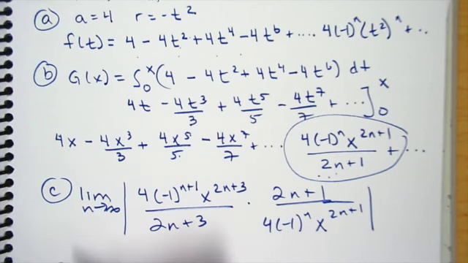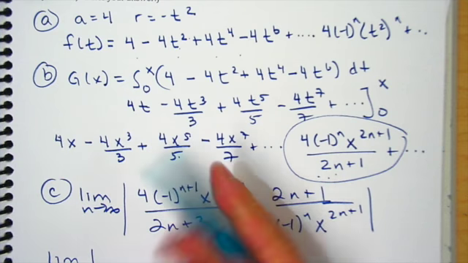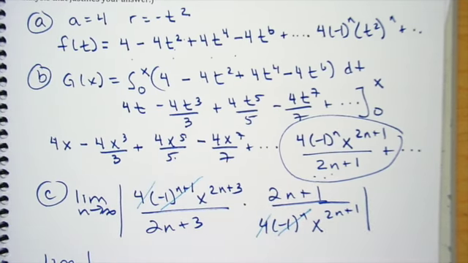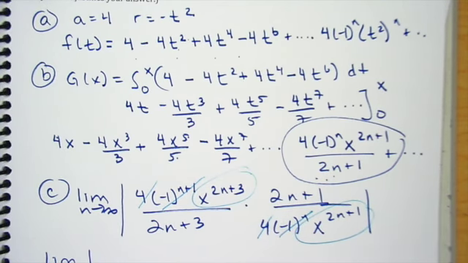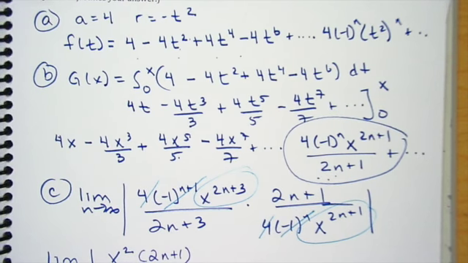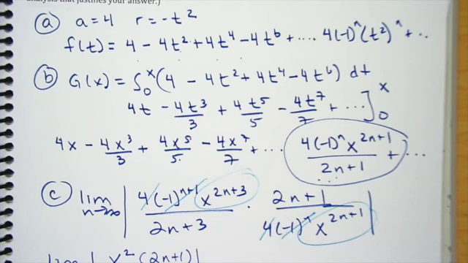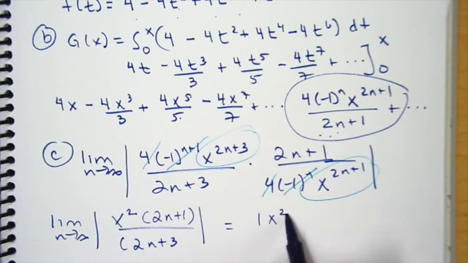Again, let's simplify a couple things. The negative 1 will become important because you're taking the absolute value. The 4's will cancel out. Notice that the x to the 2n's will drop out. You have an x squared left on the top, and the 2n plus 1, 2n plus 3. But again, degree is same on top and bottom, so we're going to do ratio of the leading coefficients, which is 1. So your limit here is actually x squared.